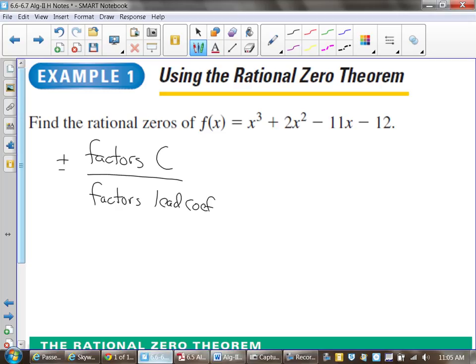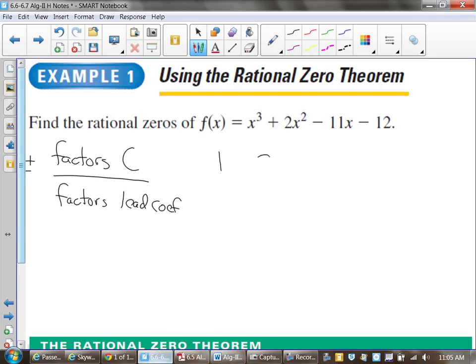What is the constant of that function? Negative 12. What's the factor of the leading coefficient? 1. So that means all of my possible zeros, this is called listing out, would be all the factors of 12 divided by all the factors of 1. Well, what are your factors of 12? 1, 2, 3, 4, 6, and 12, right? All divided by 1. And it's all plus minus.